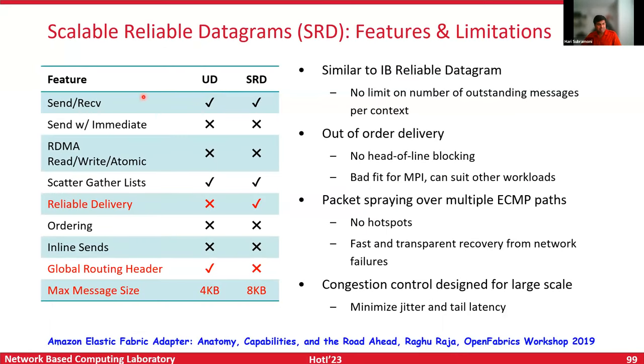So at a high level, this is a comparison between unreliable datagram and scalable reliable datagram. It is quite similar, but for small messages, there could be out-of-order delivery, which typically doesn't happen with UD that much, but happens quite a bit with SRD, basically because of the requirement to spray the packets throughout the network and go over multiple ECMP paths. Through this, they are able to minimize jitter and tail latency, okay?